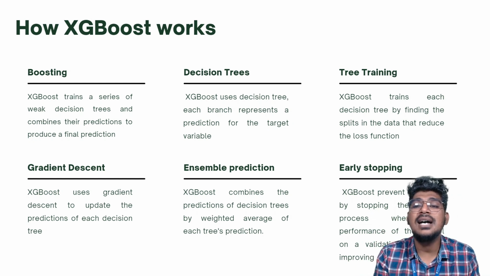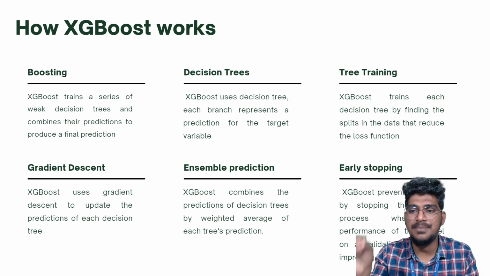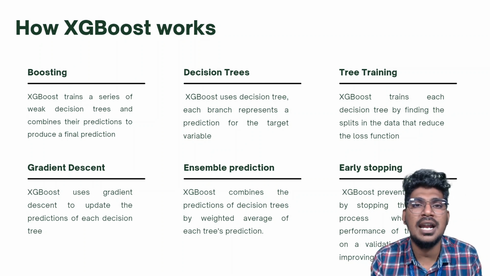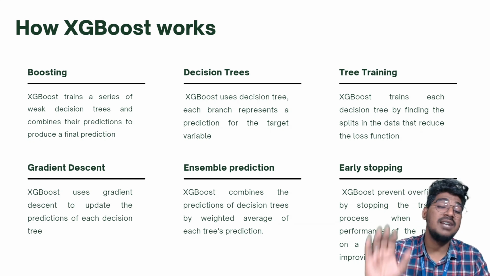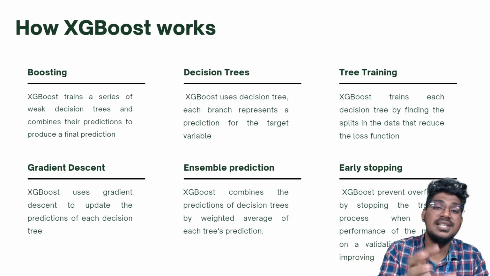For tree training, XGBoost trains each decision tree by finding the best splits in the data and reducing the loss function. It is more helpful for image data and text data, and majorly helpful for training. After that, gradient descent. XGBoost uses gradient descent to update the prediction for each and every decision tree.